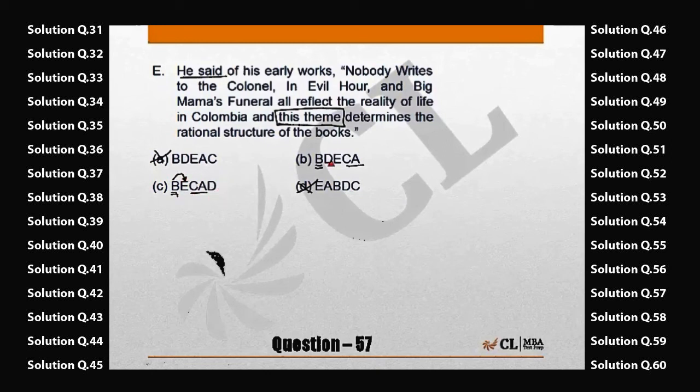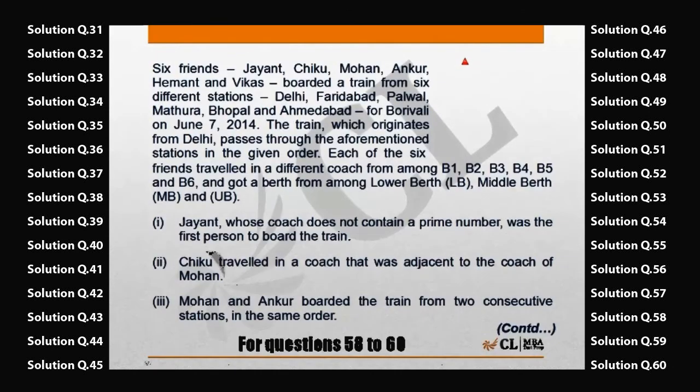Okay, so this goes from B, D to E. You will find that C is a better bet. The last set of LR and the last set of questions. Let's look at this. 6 friends.